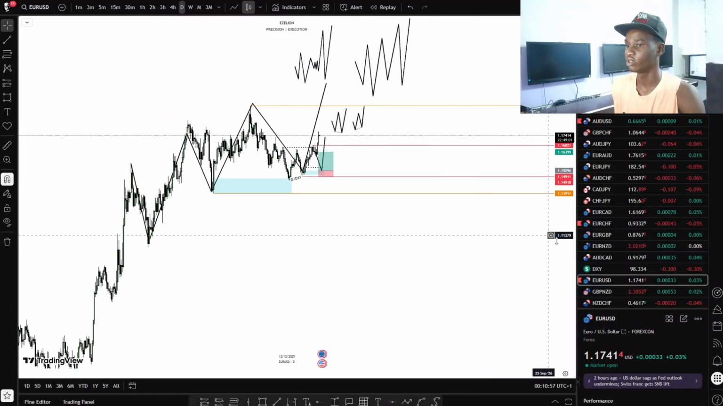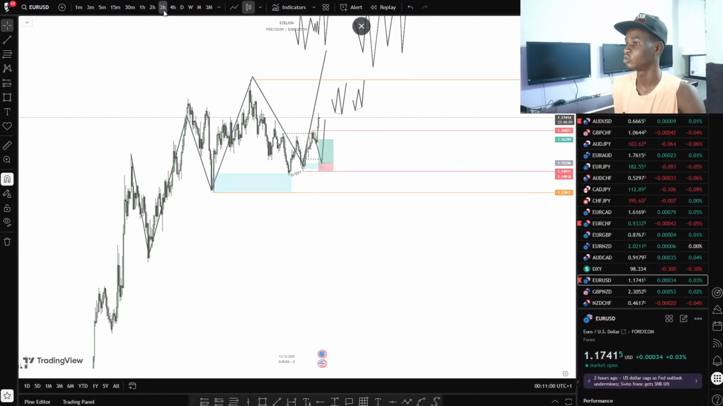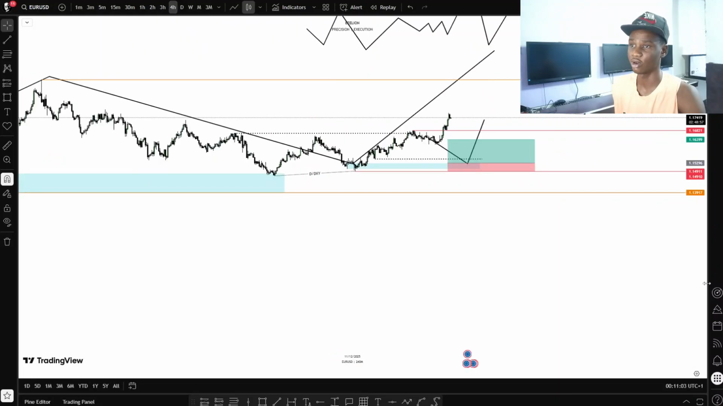EURUSD, we have deleted the limit order. Why? Because if you have to look at which time frame we should look at, let's look at the 4 hour time frame.